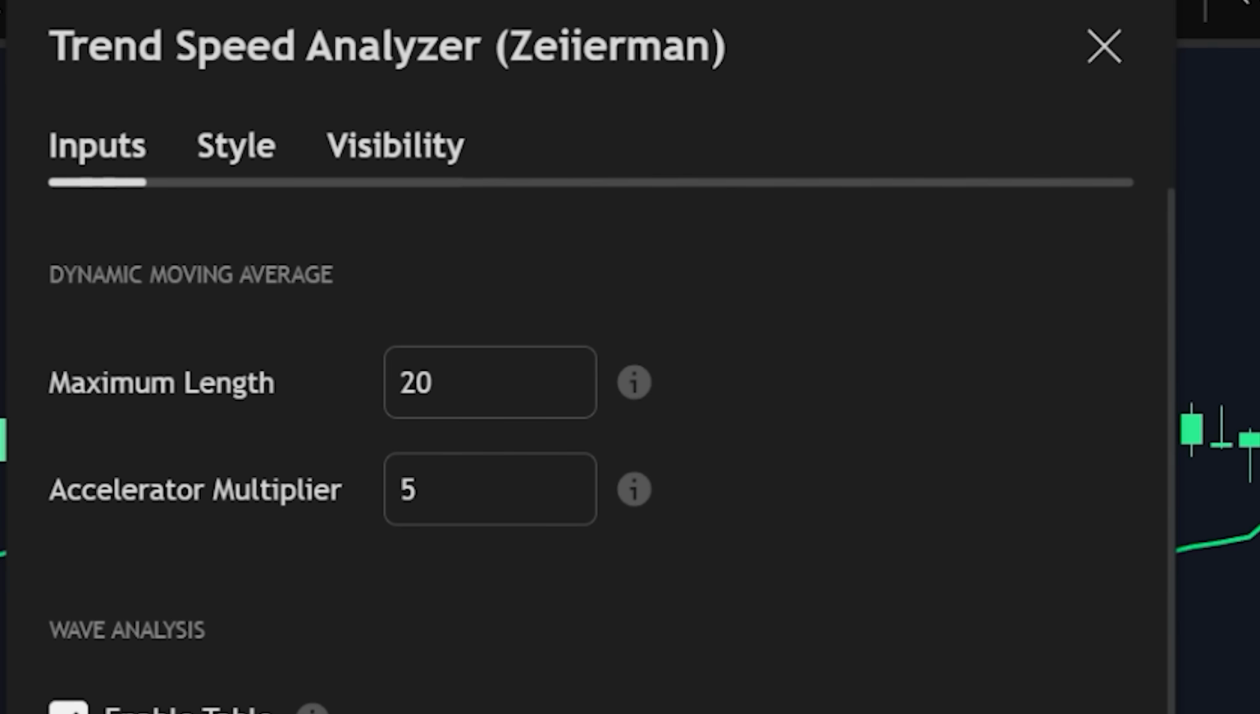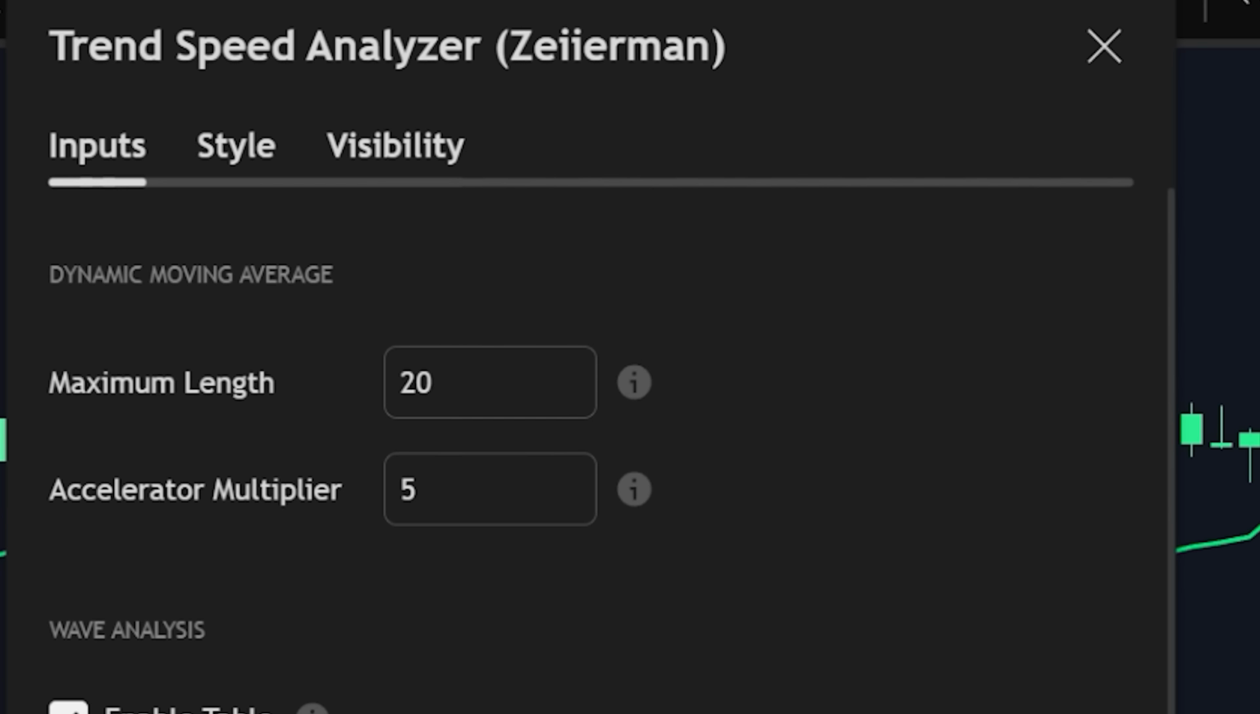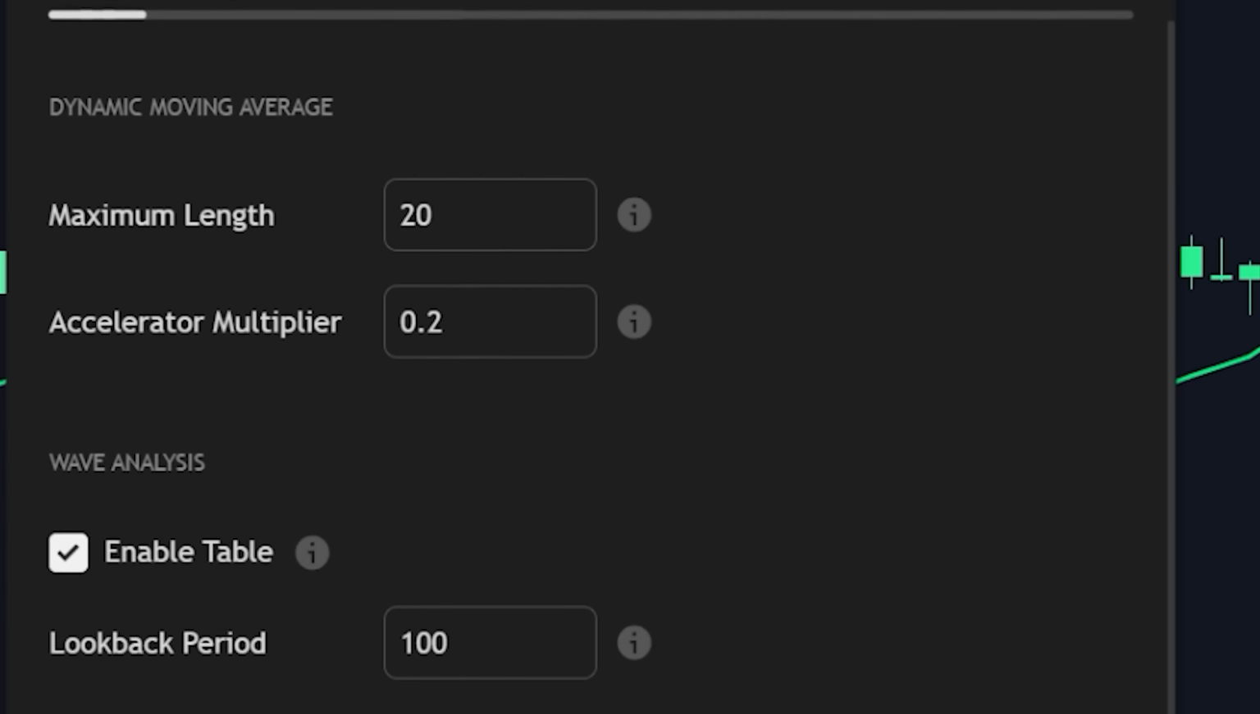up in market noise. Then there's the accelerator factor or accelerator multiplier, which adjusts how sensitive the trend line is to price changes. For forex and indices, a common starting point is around 0.2. This gives you that sweet spot of sensitivity without false signals.